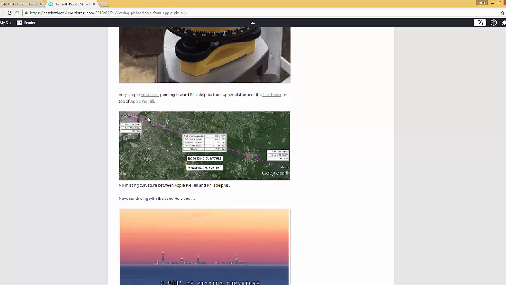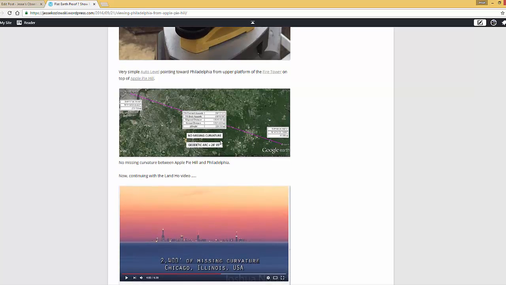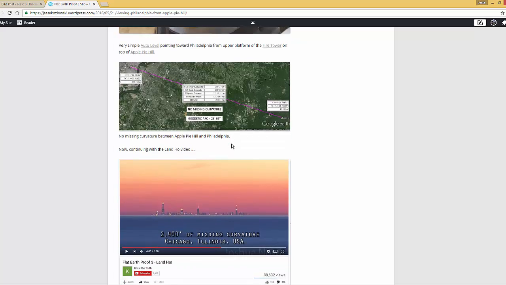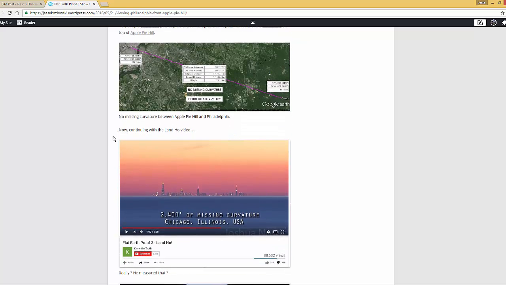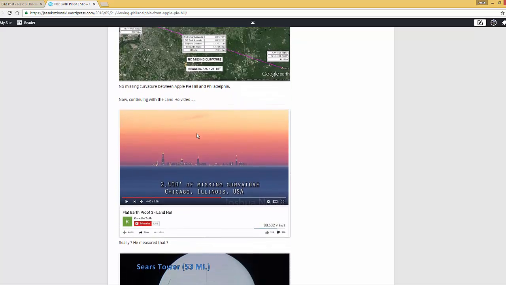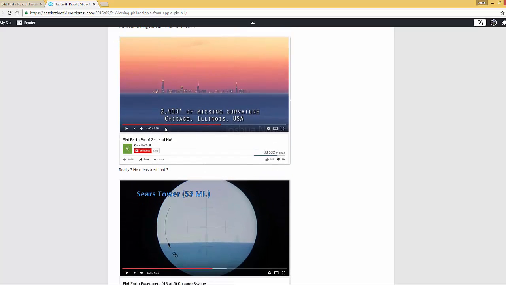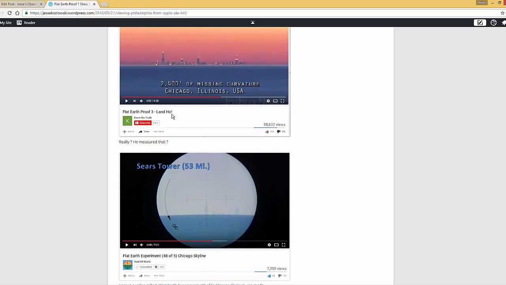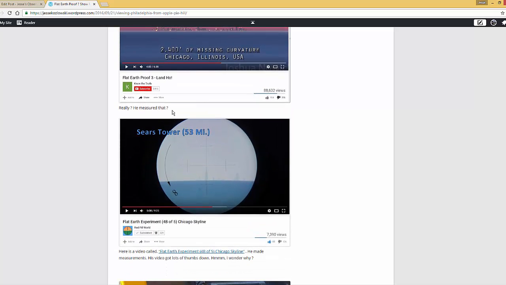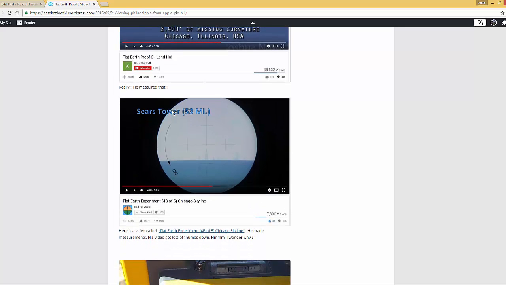So anyway, the conclusion here is that there's no missing curvature from Apple Pie Hill to Philadelphia, and I went and measured that. So, continuing again with the Land Ho video, here he shows the Chicago skyline. He's claiming it should be hidden by 2,400 feet of missing curvature. So did he measure that? Really? You know, a lot of claims here.